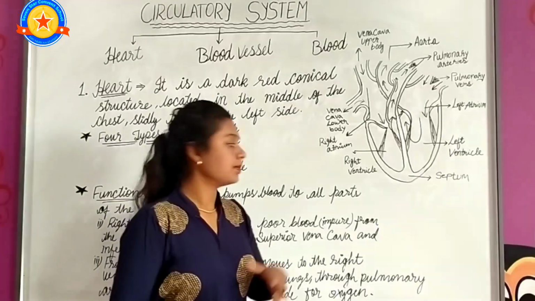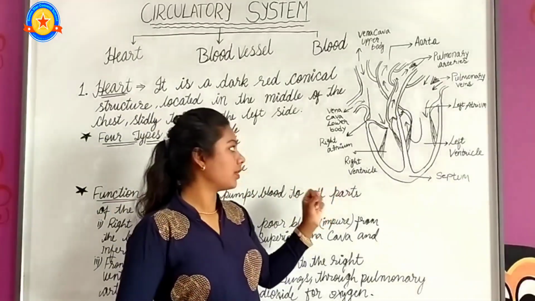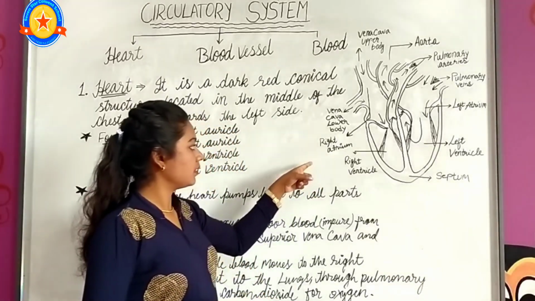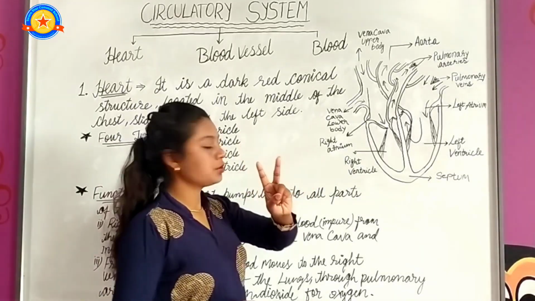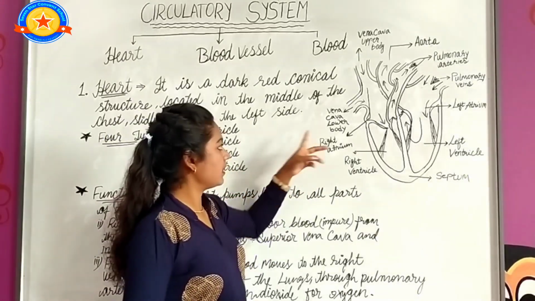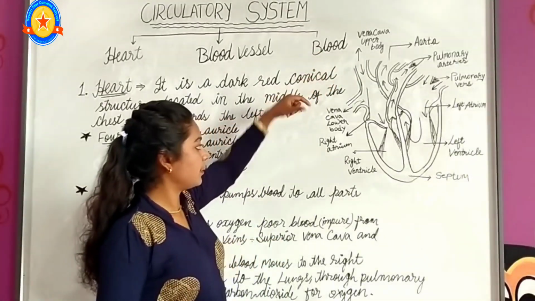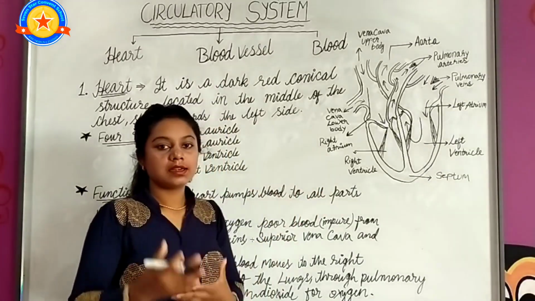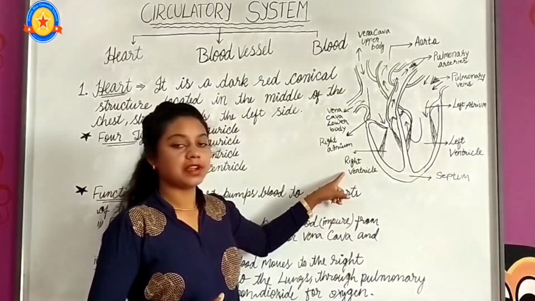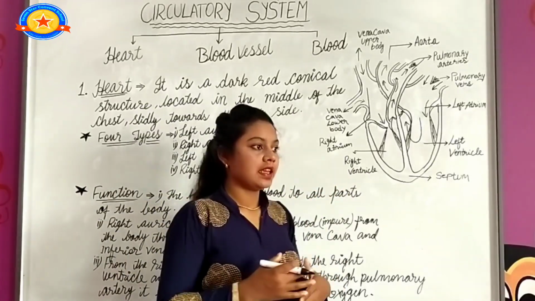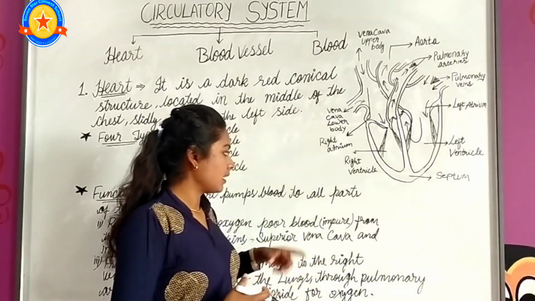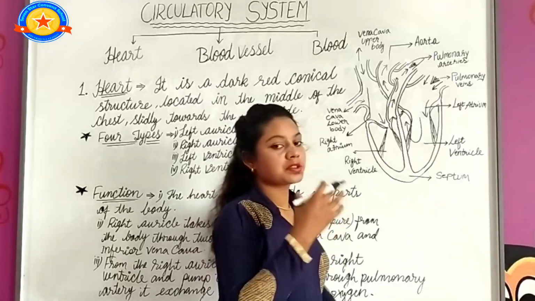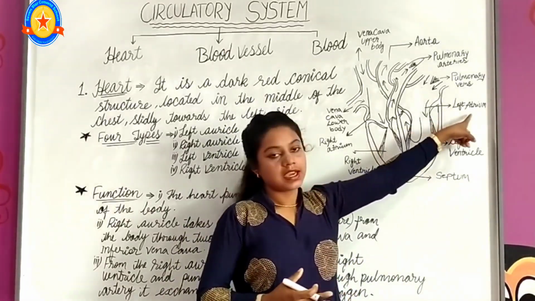Now the function of the heart: it pumps blood to all parts of the body. The right atrium receives the impure, deoxygenated blood from the body through two main veins, the superior vena cava from the upper body and the inferior vena cava from the lower part. From the right atrium the blood moves into the right ventricle, and from there it goes to the lungs through the pulmonary arteries.